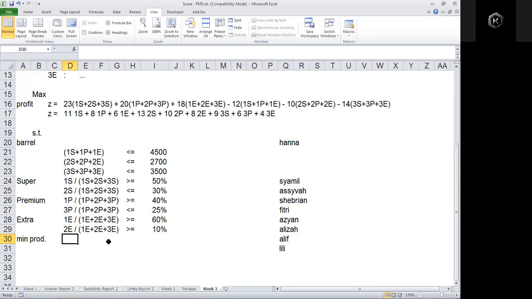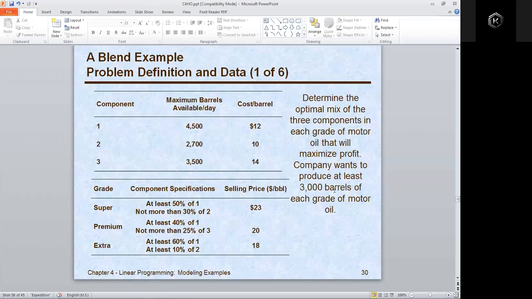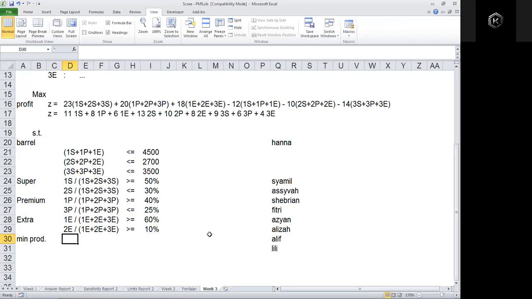Come on, Alif. I think it is the quantity of each oil motor: super, premium, and extra, more than 3,000 barrels per day. Okay. There will be 3 formulas, right? So write down the first formula.